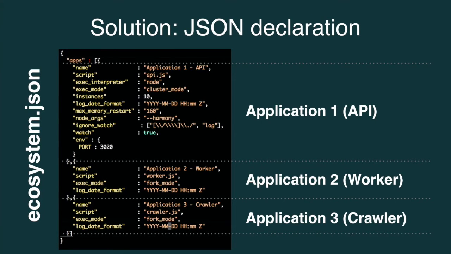It's the JSON declaration. Basically, you will have a JSON file. It can be in your package.json, or it can be in an independent file, where you can declare the behavior and the options of each application of your microservice software. Let's say this one, I call it ecosystem.json. We have 3 applications, and you can see that each application has different parameters. It's very useful when you need to manage an application with a lot of services communicating with each other on the same server.